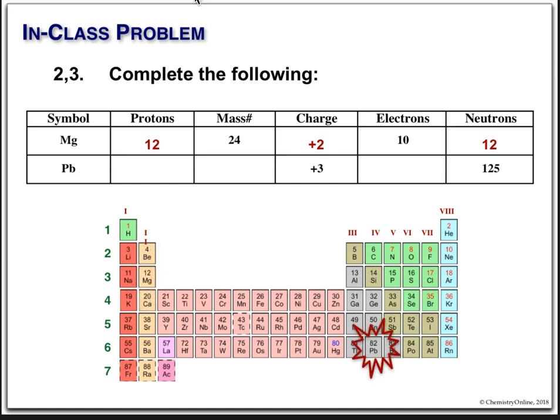Lead is our next one. It's down here. Its atomic number is 82. So that means 82 protons. Now, to get the mass number, we are given that we have 125 neutrons, we have 82 protons. Simply add those together, mass number 207.